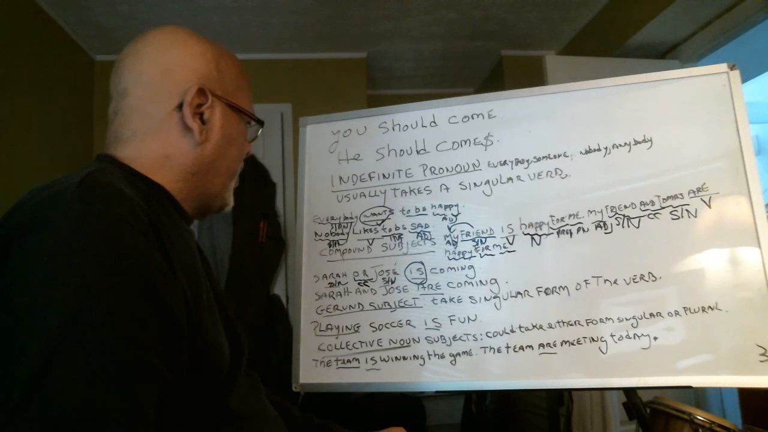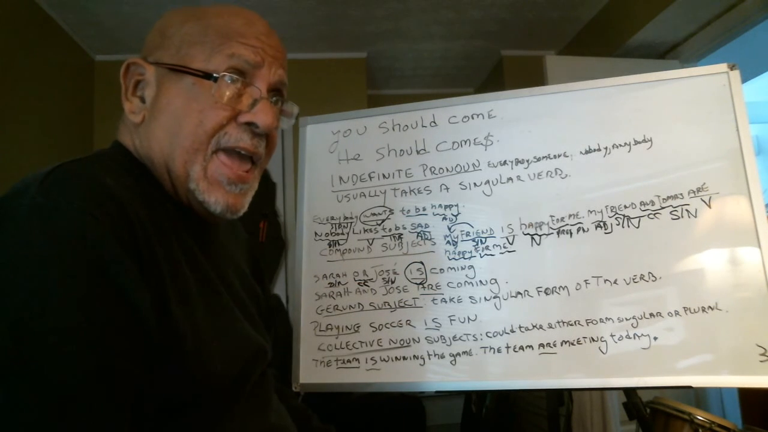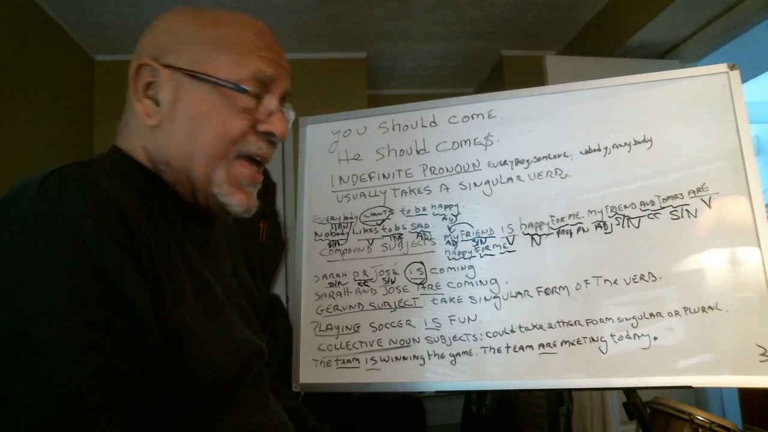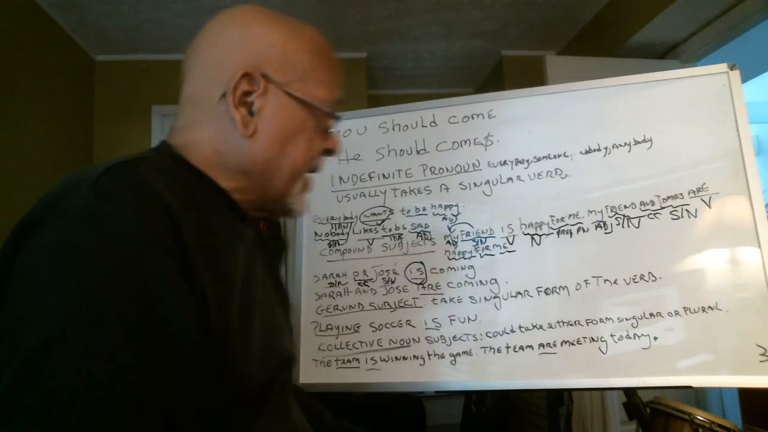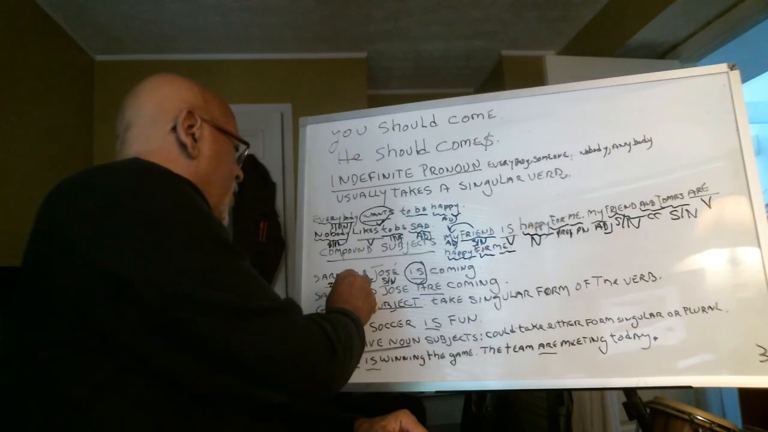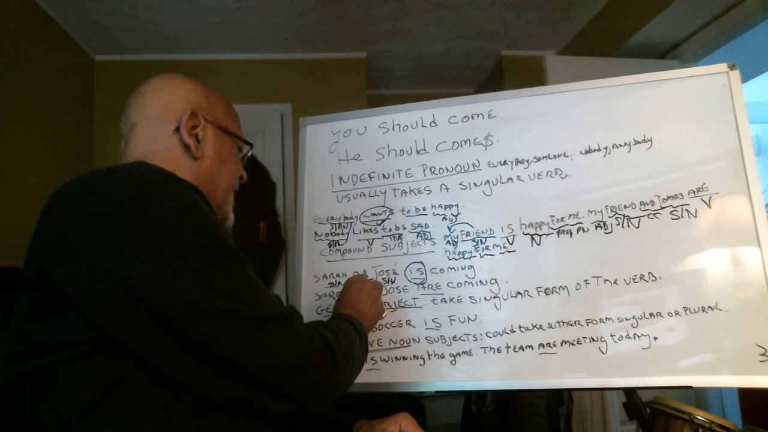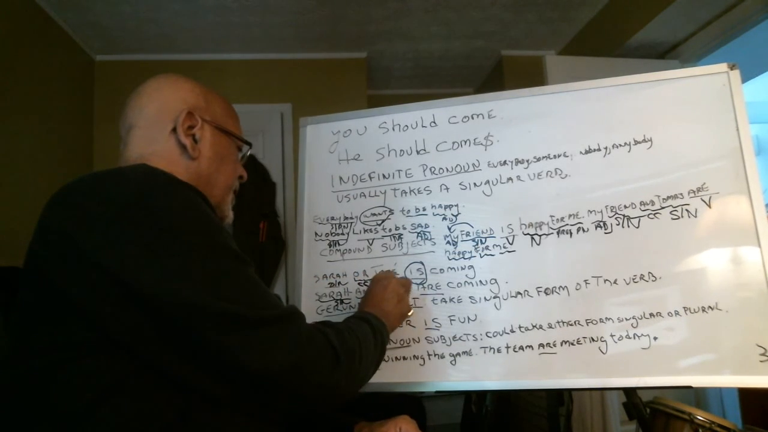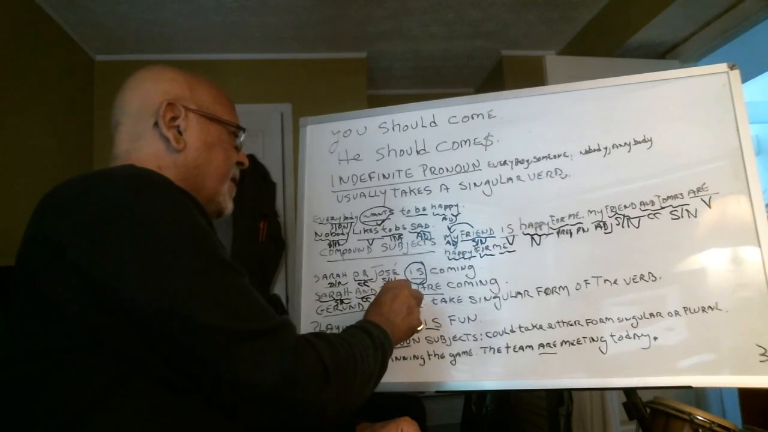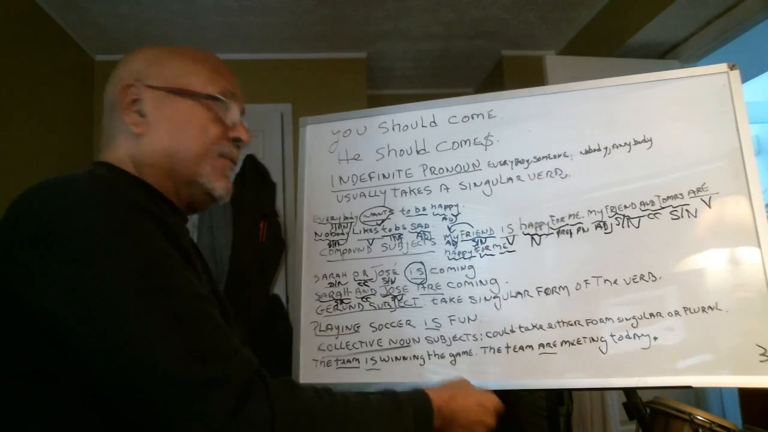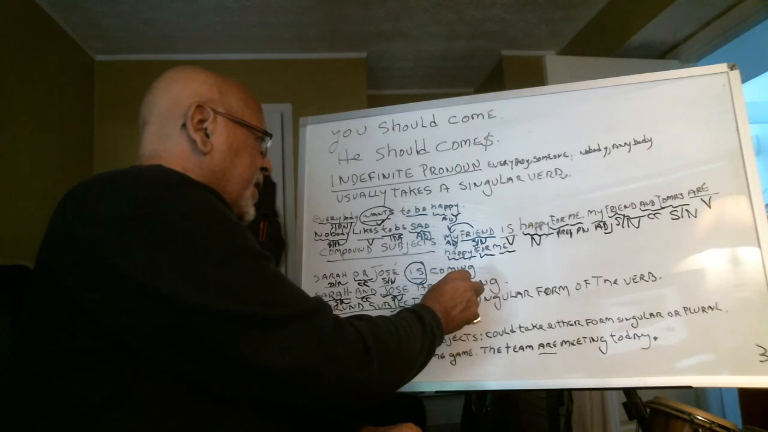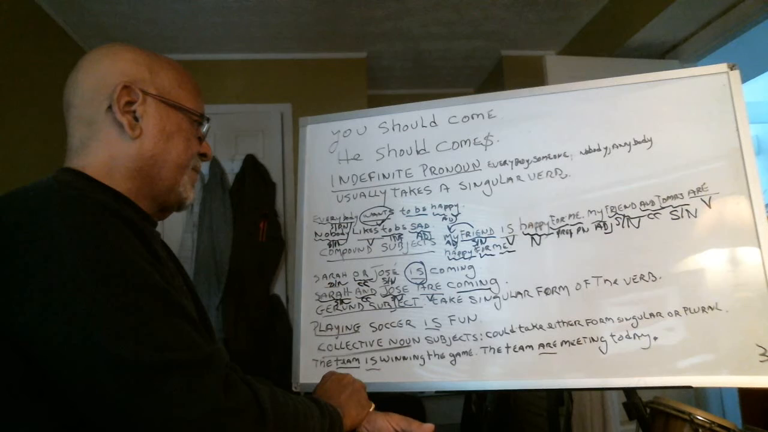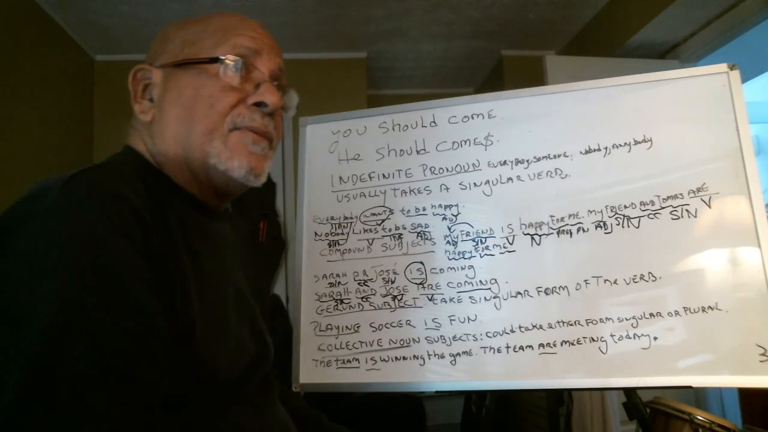If the sentence read, Sarah and Jose, then we will have a plural form. The coordinating conjunction and connects Sarah and Jose. So they, plural, are coming. Okay? They are coming.